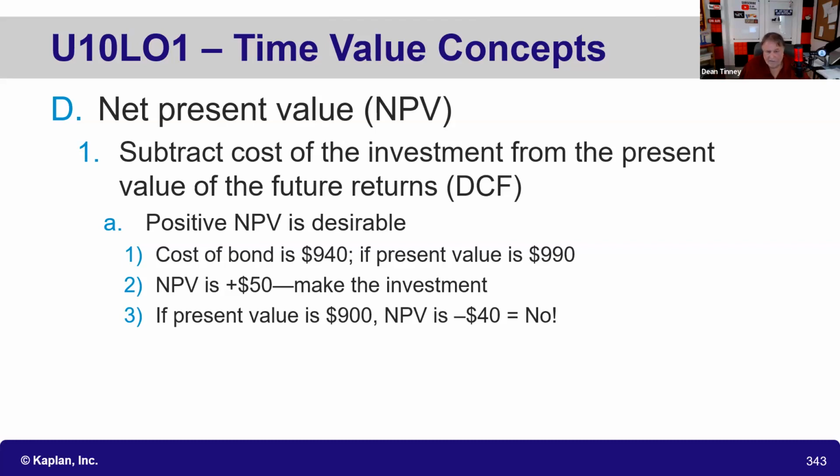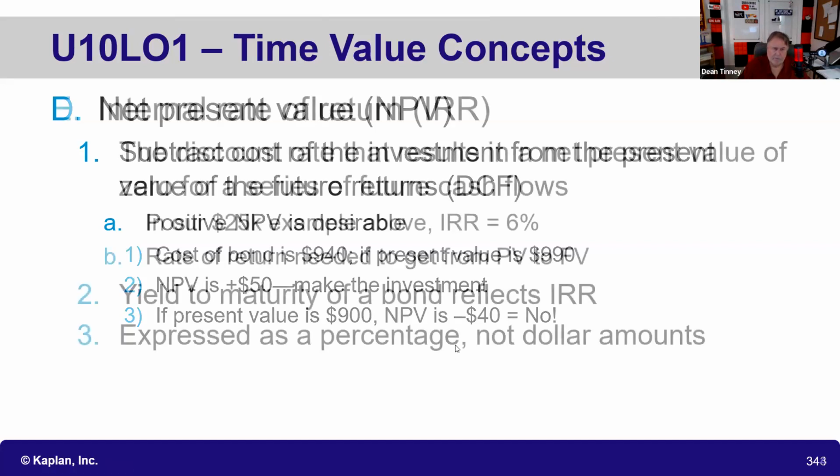Now, if the present value is 900 and we're looking at the bond at 940, then we say, well, no, why would we do that? That doesn't make any economic sense. Again, I'm not going to make you do that, but I might ask you to recognize whether it's a good value or a bad value based on net present value.